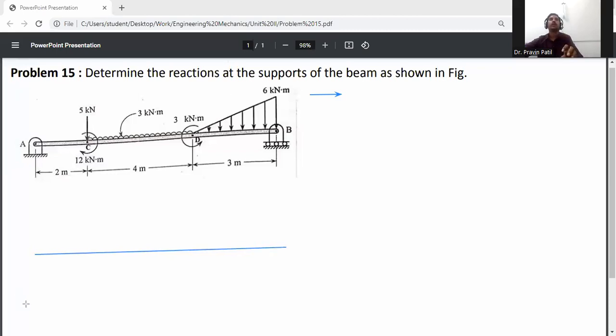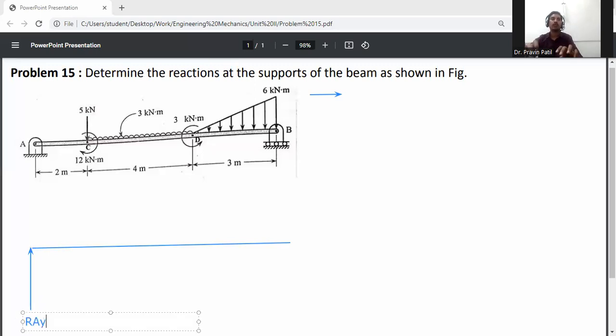At A it is a hinge support, so that's why there are two reactions. One is RAY, in the vertical direction. And the second one is RAX, because of the hinge support, in the horizontal direction. Okay. So at C a 5 kN load is acted.